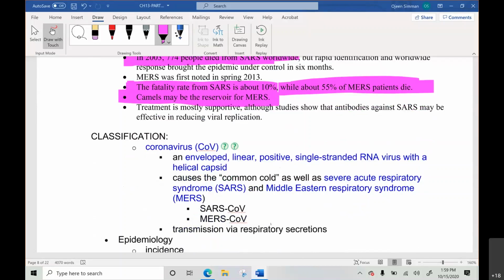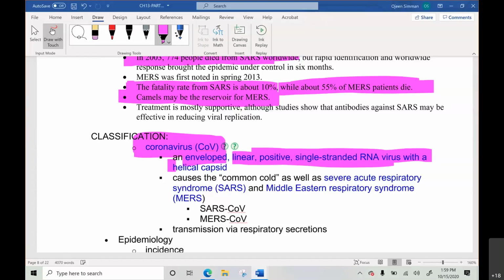Okay. So classification of the coronavirus, COV. This is basically how we write coronavirus. Coronavirus is an enveloped linear positive single-stranded RNA virus that has a helical capsid. What does this coronavirus cause? Remember, we said it causes the common cold. It also causes SARS and it causes MERS.